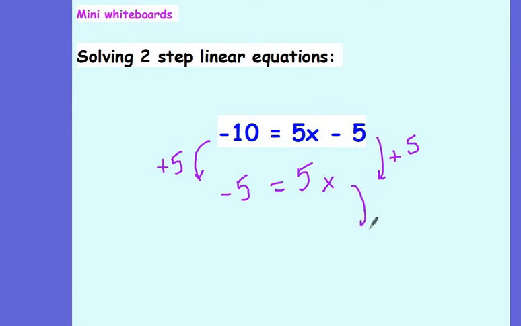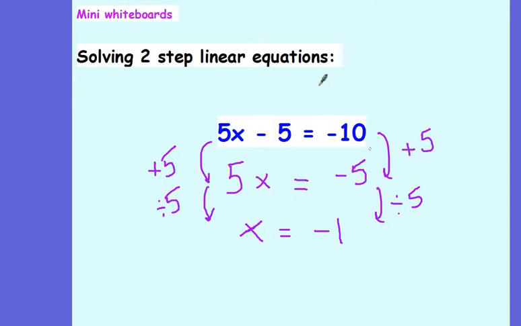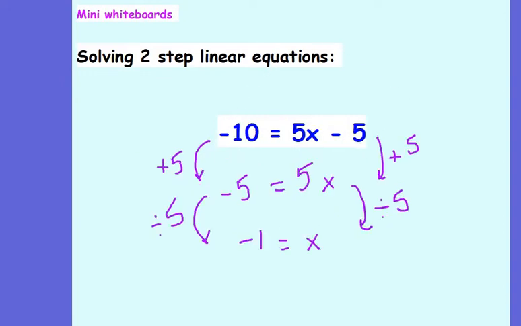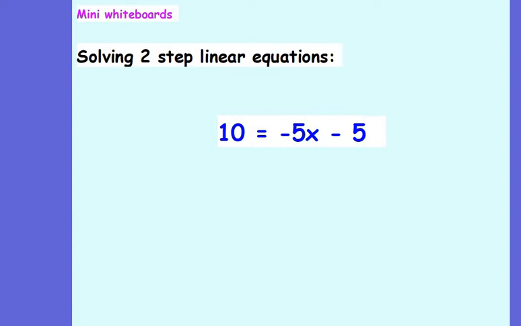I'm then going to divide both sides by 5, which gives me x is equal to negative 1. Well done. If you notice, this was exactly the same as our previous question. I just moved the numbers round. I put the negative 10 on the other side of the equals sign and the 5x take away 5 on the right hand side of the equals sign, so it was exactly the same. And finally, in your light blue books, can you solve this one for me, please?